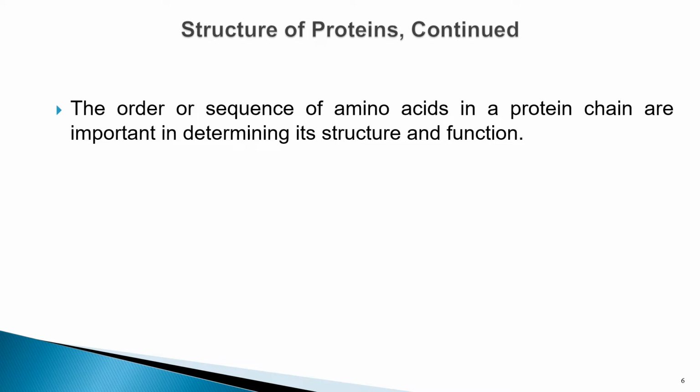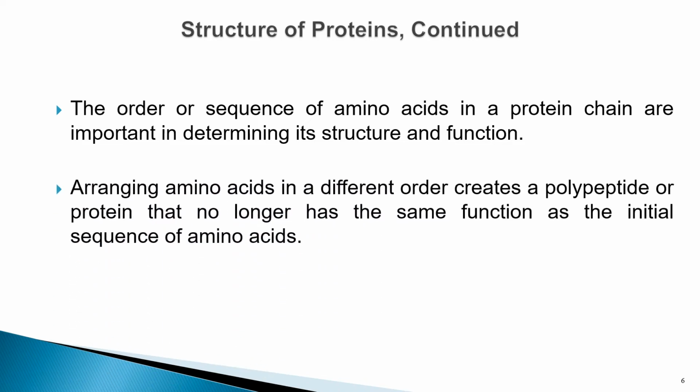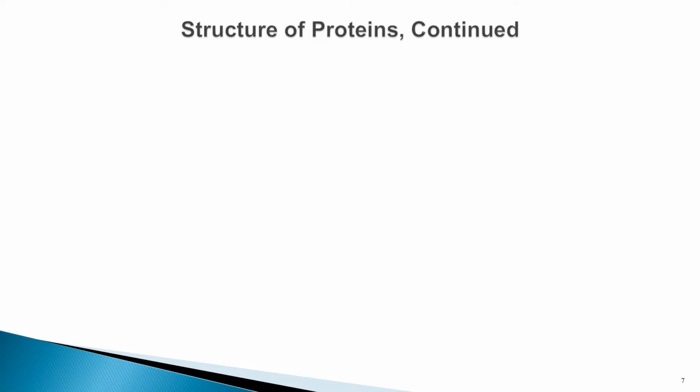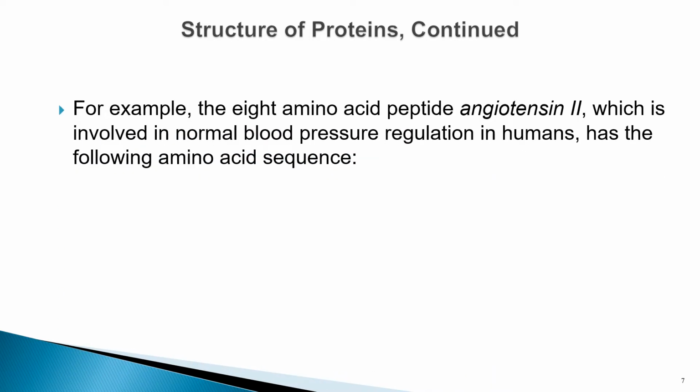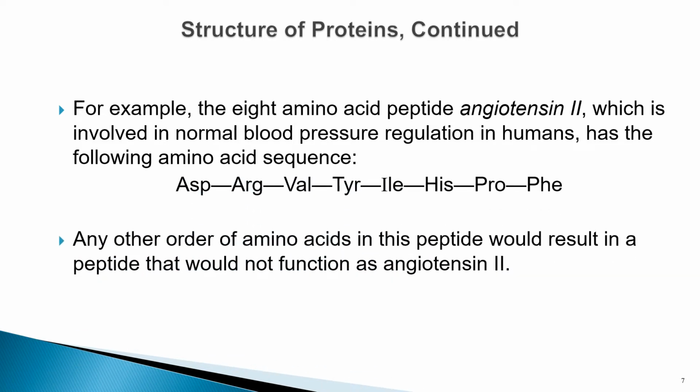The order or sequence of amino acids in a protein chain is important in determining its structure and function. Arranging amino acids in a different order creates a polypeptide or protein that no longer has the same function as the initial sequence. For example, the 8 amino acid peptide angiotensin 2, which is involved in normal blood pressure regulation in humans, has the following amino acid sequence. Any other order of the amino acids in this peptide would result in a peptide that would not function as angiotensin 2.